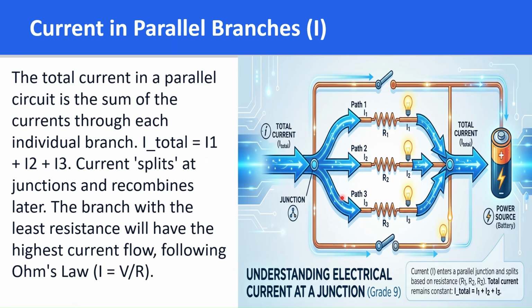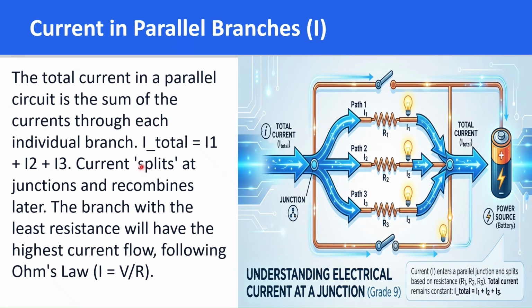So the ammeter is used to measure this, and as you can see, the total current in a parallel circuit is the sum of the currents through each individual branch. So I total, or the current total, is equal to current 1 plus current 2 plus current 3, or I sub 1 plus I sub 2 plus I sub 3. You just add the currents. So that is the current total.